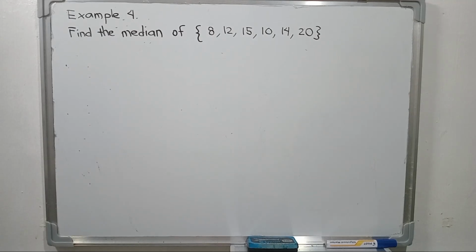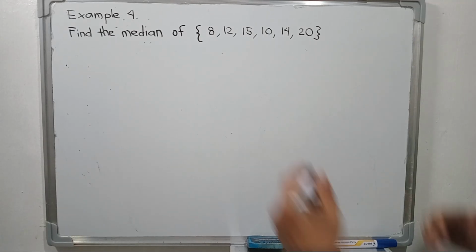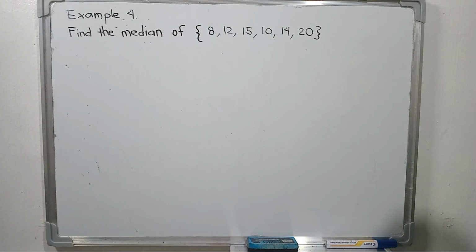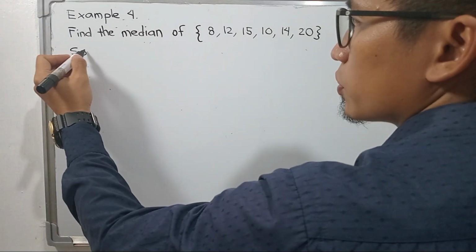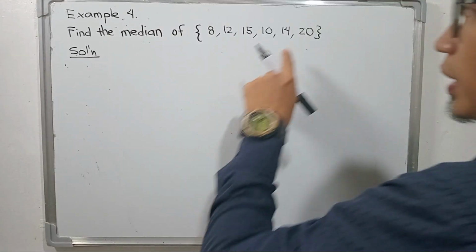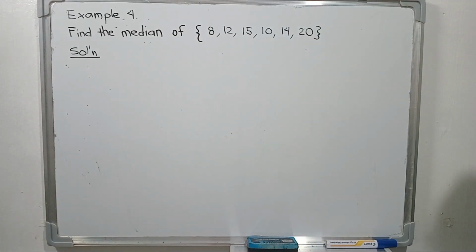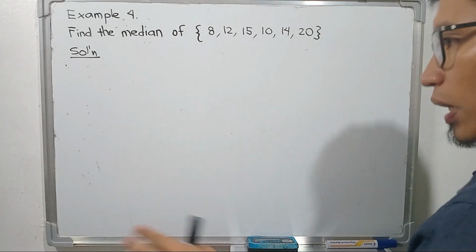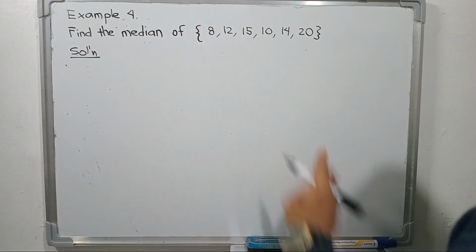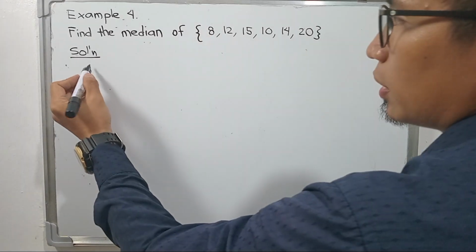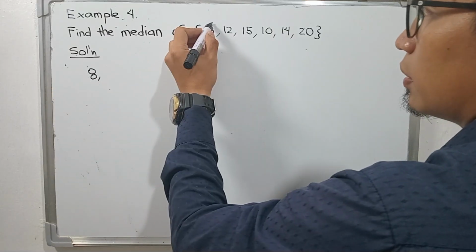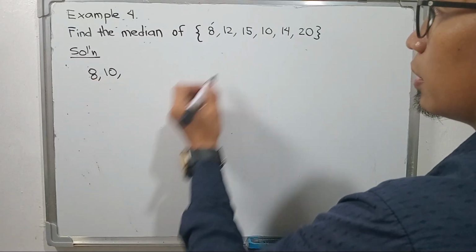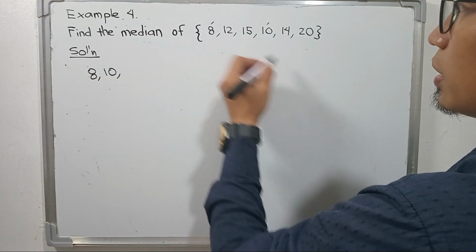Let's have another example. Find the median of this data set. The first thing that we'll do for our solution is arrange the values in our data set in ascending order. So we will start with the smallest value up to the largest value. Here we start with 8, and then the next number will be 10, and then the next number will be 12.